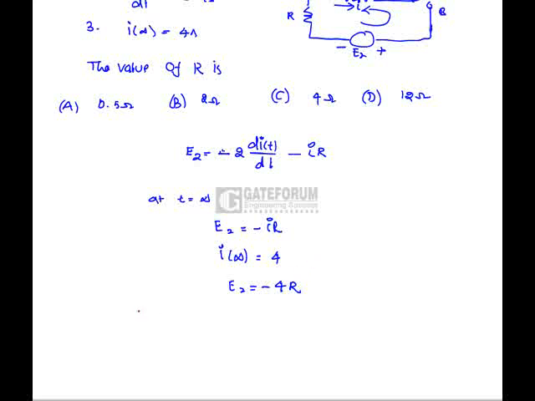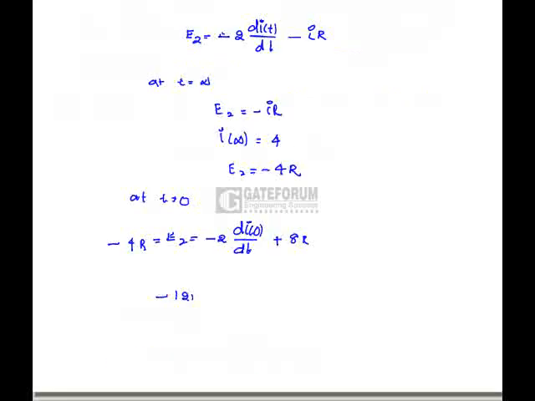Here at t equals 0, E2 equals minus 2 di(0)/dt minus I(0), where I(0) is minus 8, hence 8R. E2 is nothing but minus 4R, hence minus 12R is minus 2 into 3, which is minus 6, hence R is 0.5 ohms, which is option A is correct.